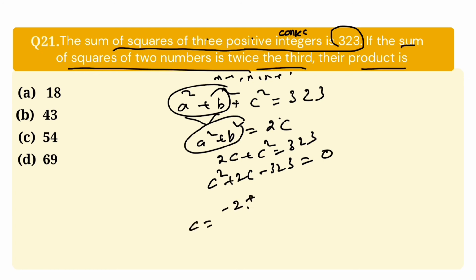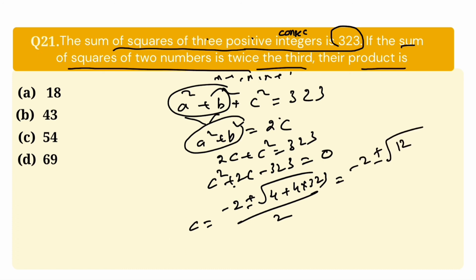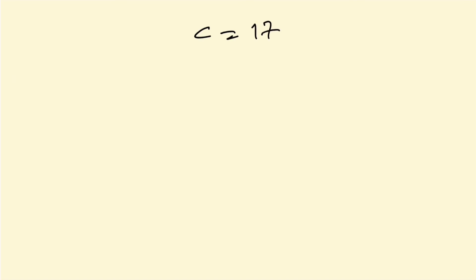c is equal to minus b plus or minus square root of b square plus 4 into 323, whole divided by 2. It will give you minus 2 plus or minus root of 1256, whole divided by 2, which is equal to minus 2 plus or minus 36 by 2. So we'll take only the positive value, it becomes 17 here. So hence the c value is 17 here, but they said a square plus b square plus c square is equal to 323.